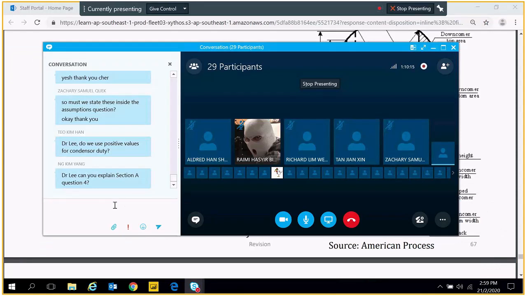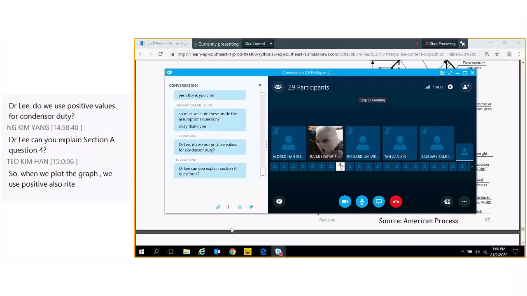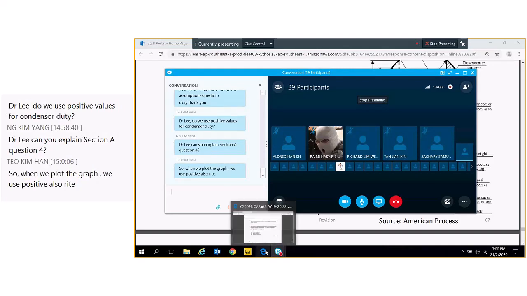Yes, indeed. Ignore the negative sign for condenser duty. Negative sign means that we are removing the heat from the vapor, so the vapor can now condense to form a liquid. So just ignore the negative sign in your Aspen. Okay, let's look at section A, question 4.